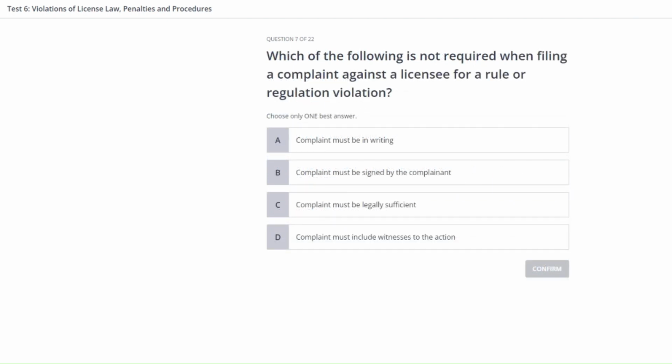Alright, let's tackle yet another interesting question. Here's the question for you. Which of the following is not required when filing a complaint against a licensee for a rule or regulation violation? And here are your options. Option A, complaint must be in writing. B, complaint must be signed by the complainant. C, complaint must be legally sufficient. D, complaint must include witnesses to the action. Take your time to carefully consider the question. Think about what's not required when filing a complaint for a rule or regulation violation. When you're ready, make your selection.